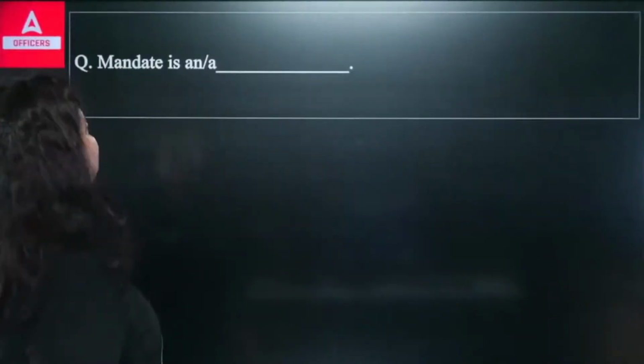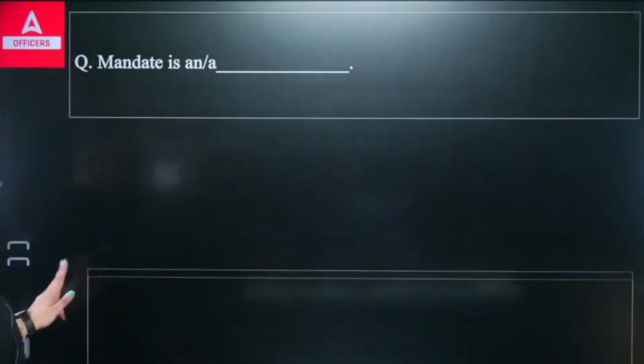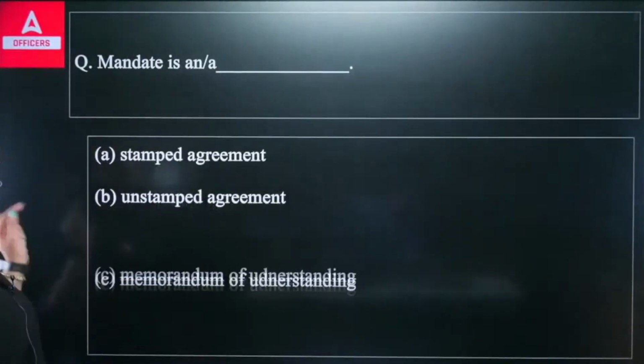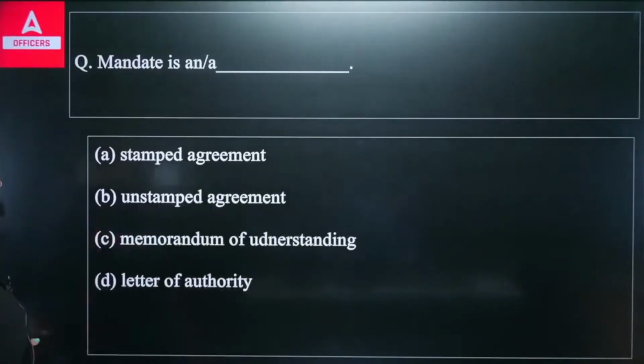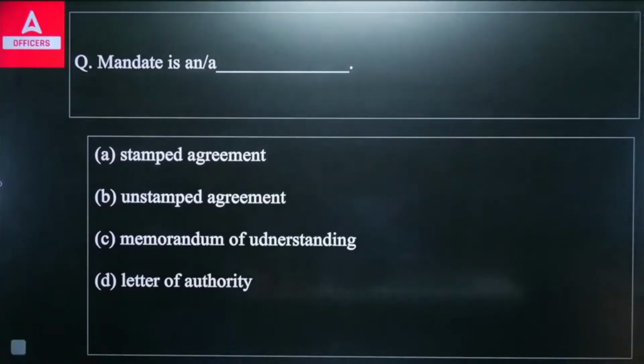Next we have here, mandate is a dash. What is a mandate? You have to answer. The first option is saying it's a stamped agreement, it's an unstamped agreement, it's a memorandum of understanding, it's a letter of authority. So what actually is the mandate?